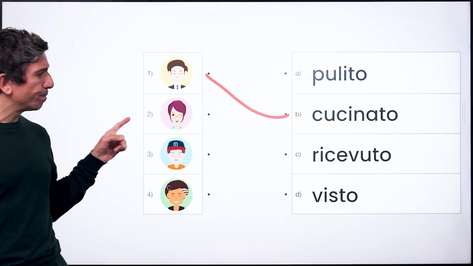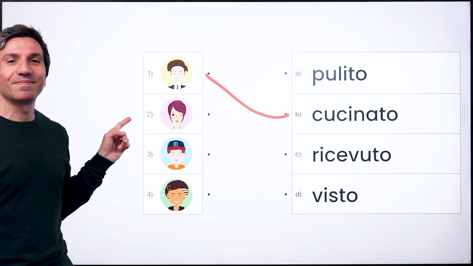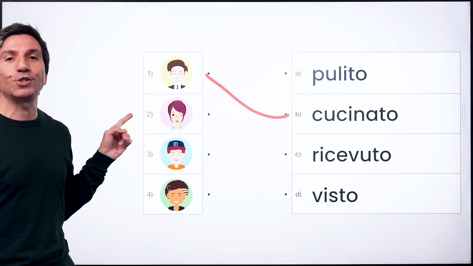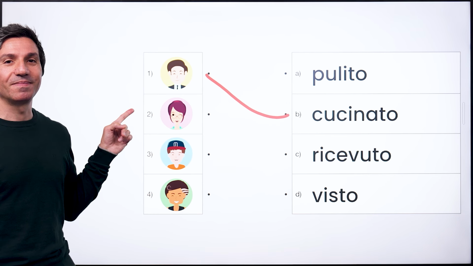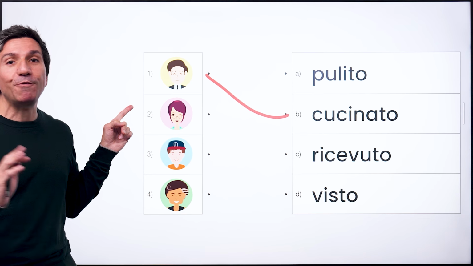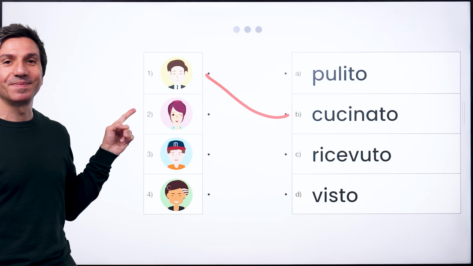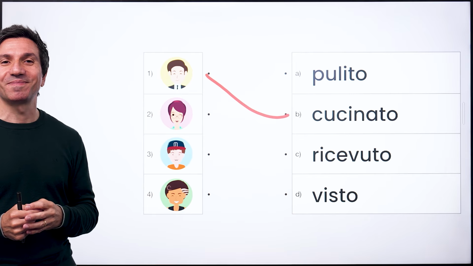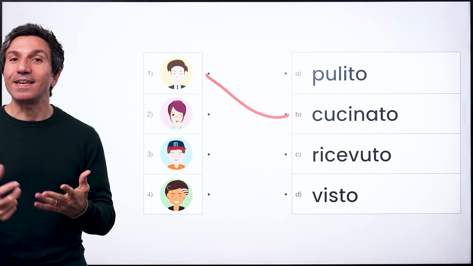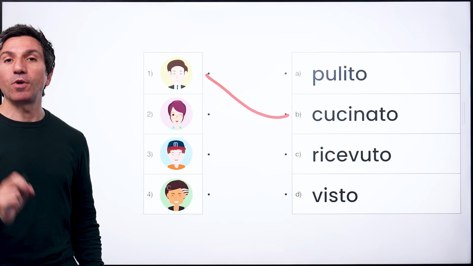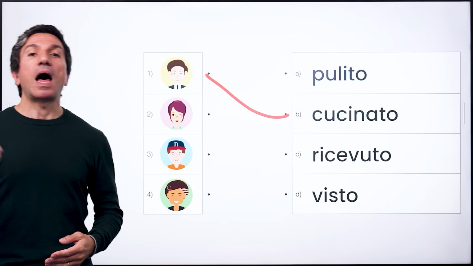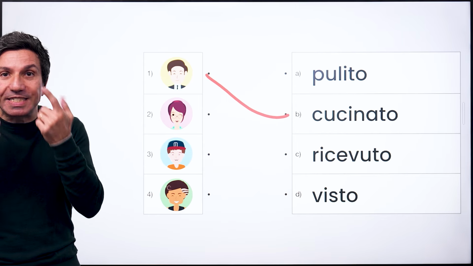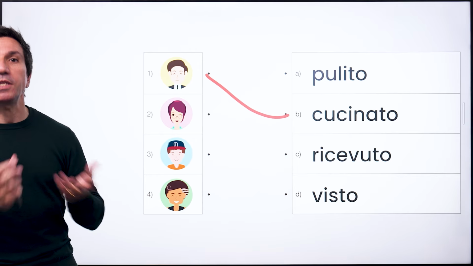How about? Hanno visto un bel film al cinema. Let's listen one more time. Hanno visto un bel film al cinema. Did you hear? Visto? Visto, meaning seen, is the past participle of the irregular verb vedere. Here we use hanno plus visto to talk about a completed past action.